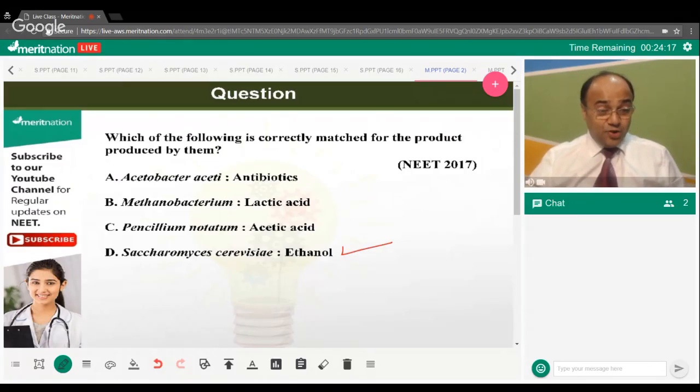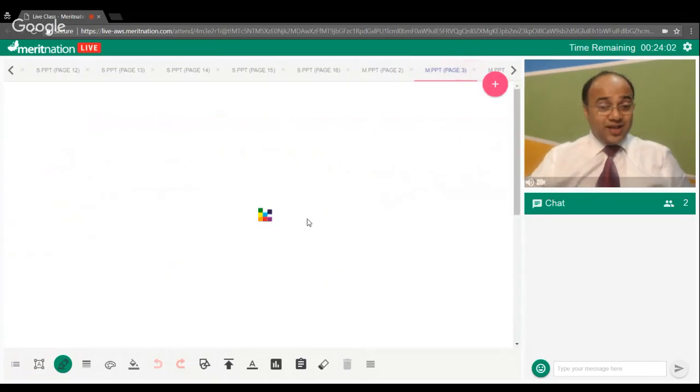Yes, we all know this. Baker's yeast or brewer's yeast, Saccharomyces cerevisiae, leads to the production of ethanol. Yes, you all know it. Yes, the very process of fermentation. Okay, let's see the next one.